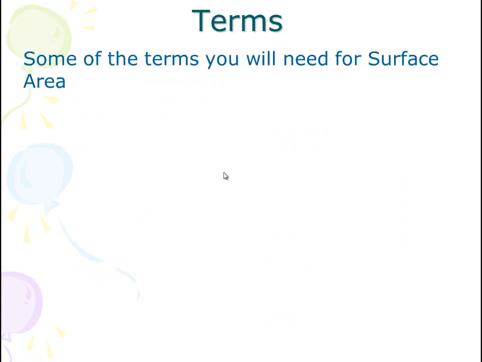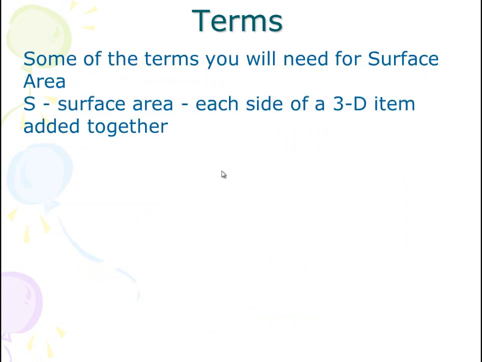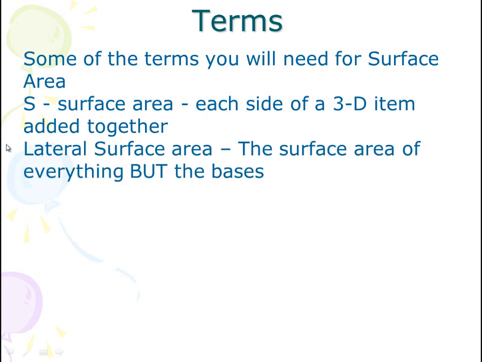Okay, so some of the terms that you need are the following. I'm going to tell you at the end when to pause and write these down. Right now, just listen. Some of the terms you're going to need to know for surface area is that the S stands for surface area. Now, surface area is each side of a three-dimensional item added together. You're also going to need to know what lateral surface area is. Lateral surface area is the same thing as surface area, except no bases are included.